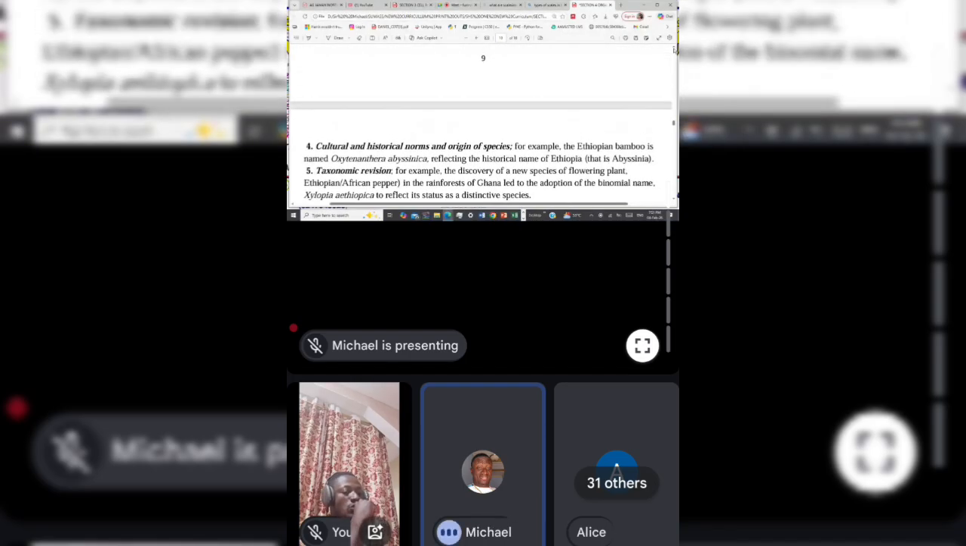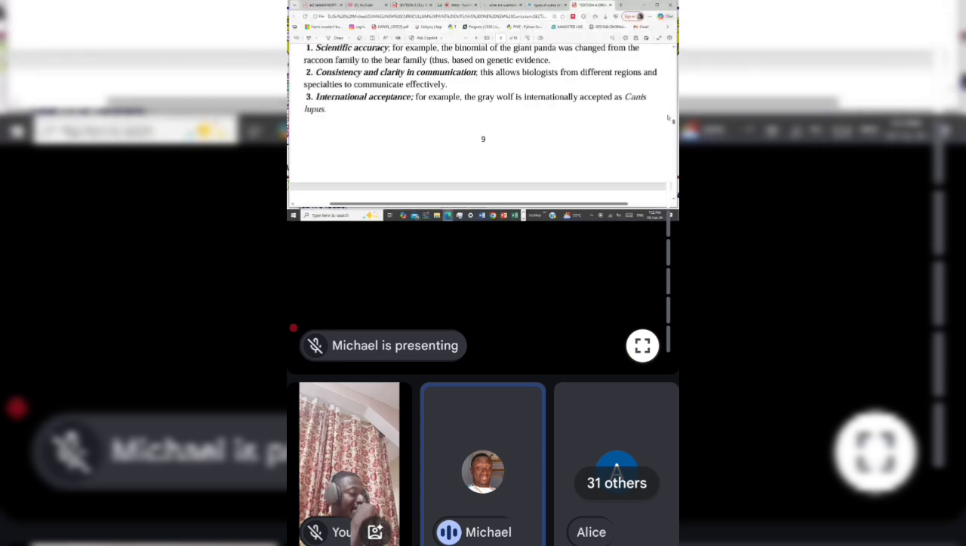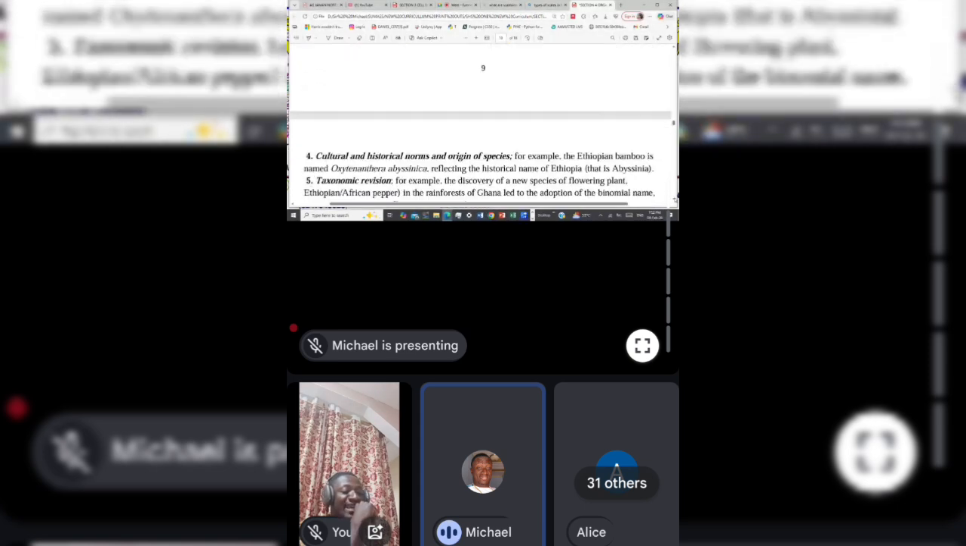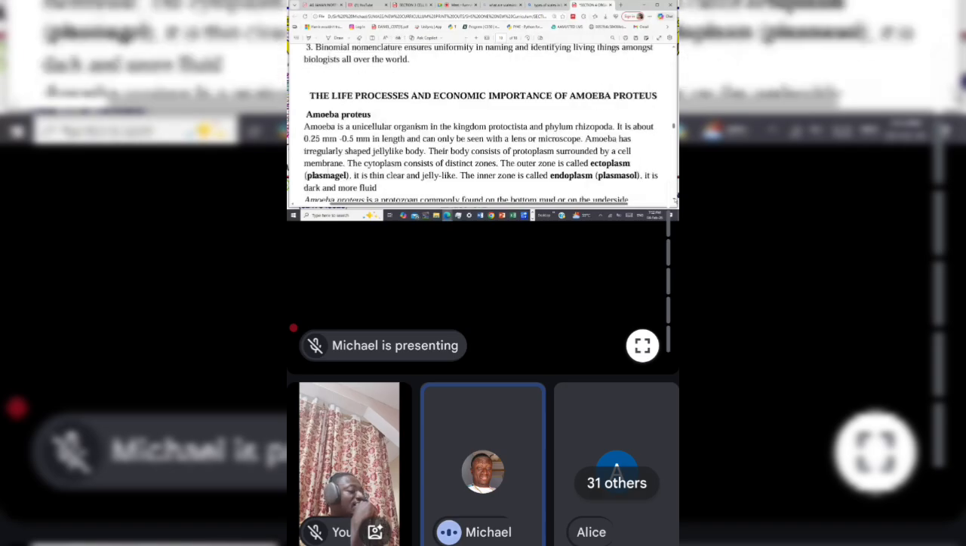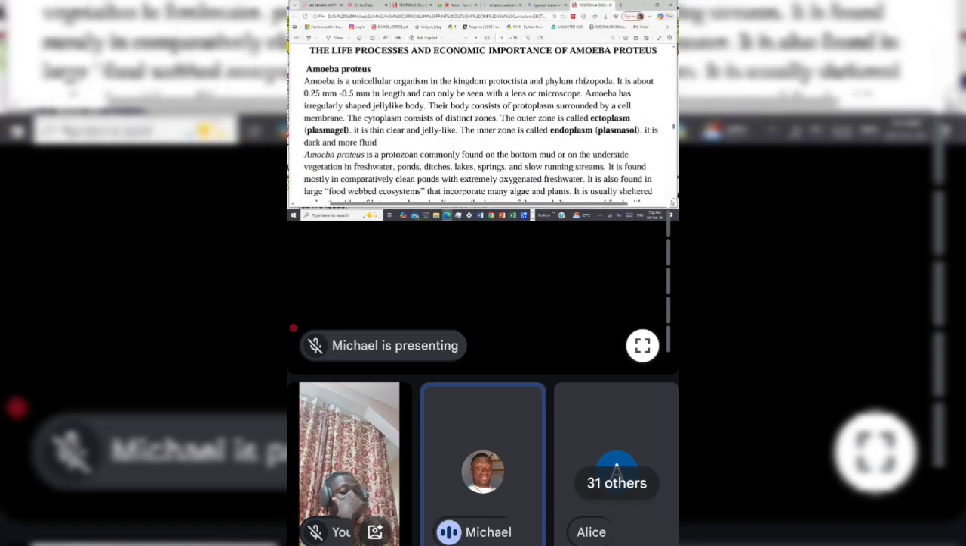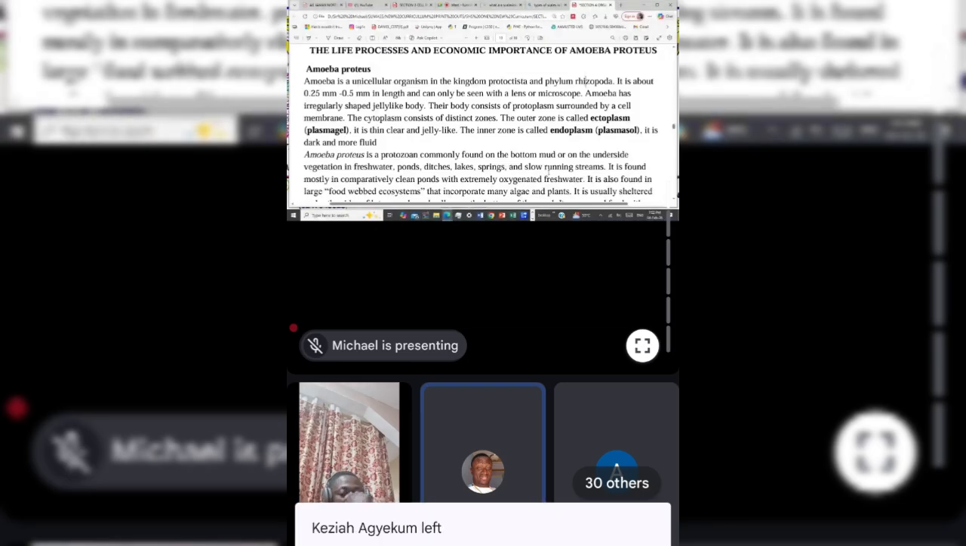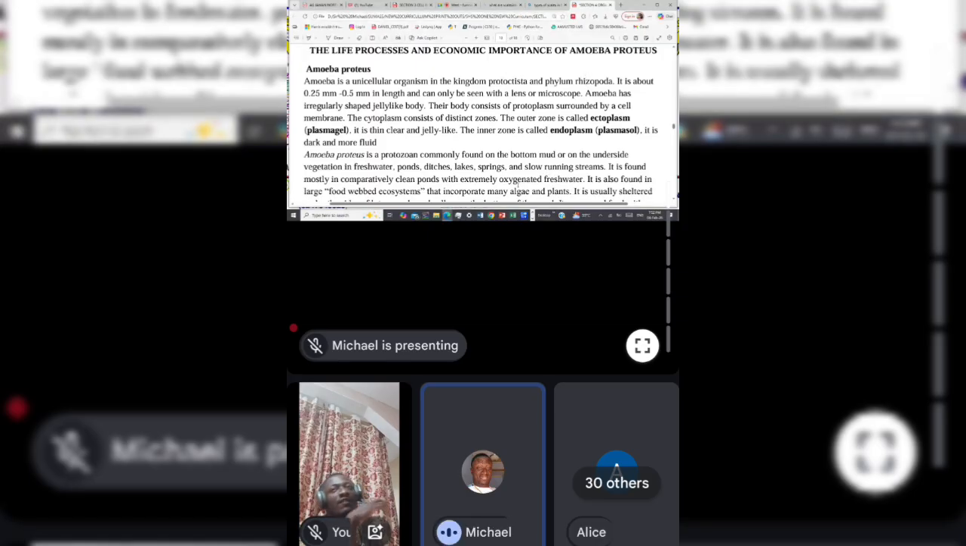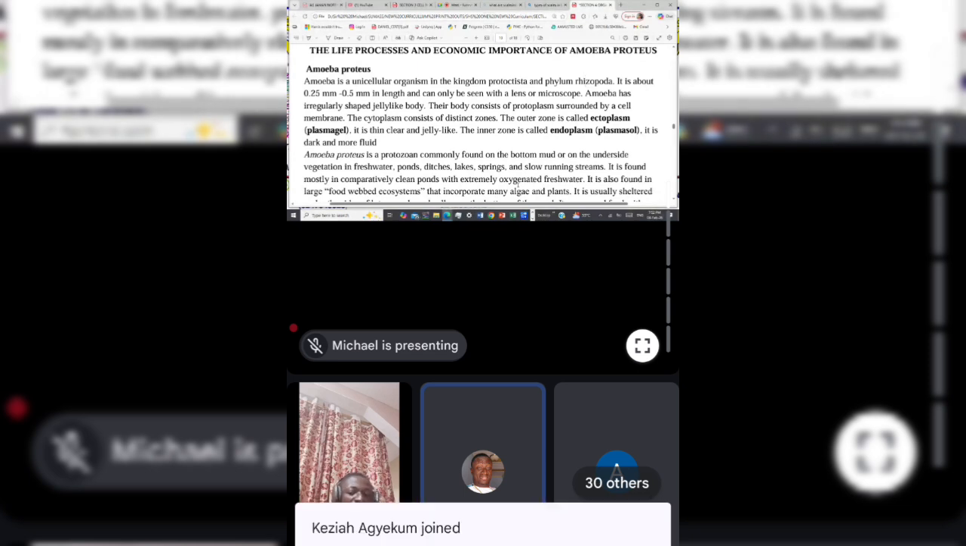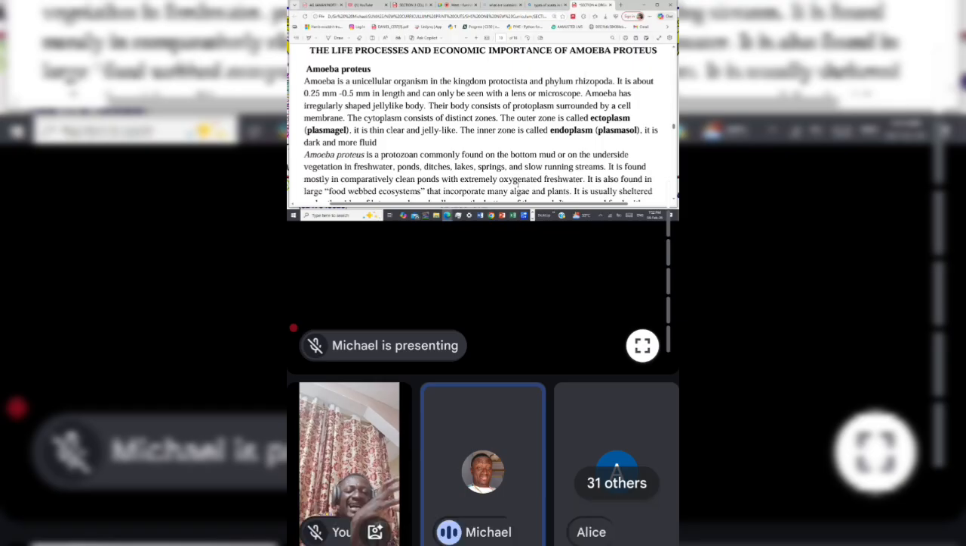Even if it was colored, it would be hard to see. But since it's very, very transparent, it's very difficult to see amoeba with the naked eye unless you have some stains or you check with a microscope. So the length is 0.25 millimeter to 0.5 millimeter, and it can only be seen with a lens or a microscope. Hardly can you see it with your naked eye. And the shape of amoeba is irregular. It doesn't have any definition, so amoeba can assume any shape.